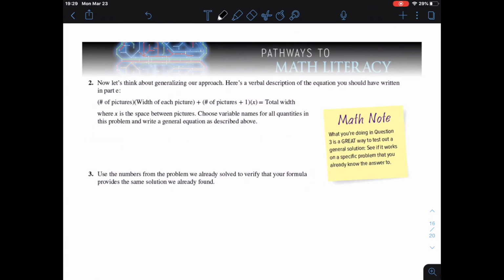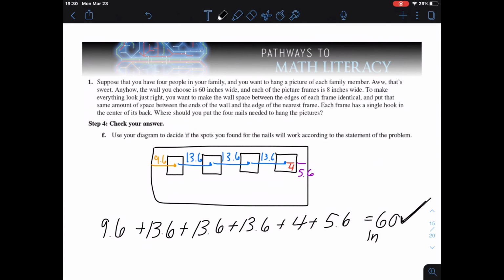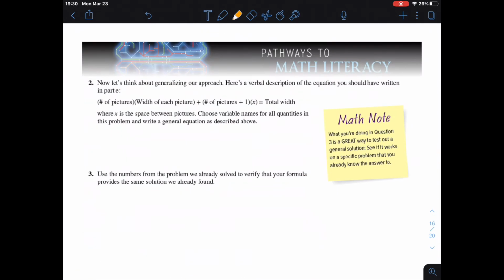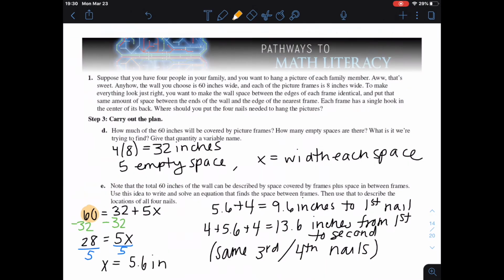So we can generalize this a little bit. Suppose we want to add more pictures. Maybe we want to change the width of each picture. If we go back to where this equation came from, the 60 is the total width of the wall. So that's exactly this total width we get in this formula.